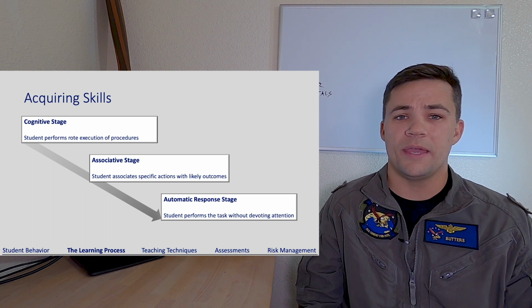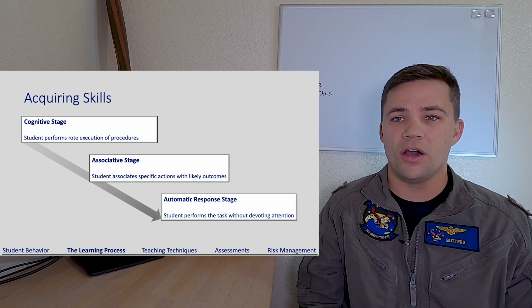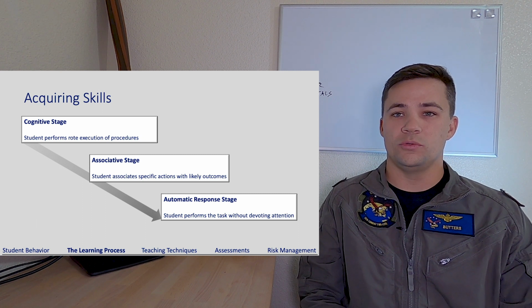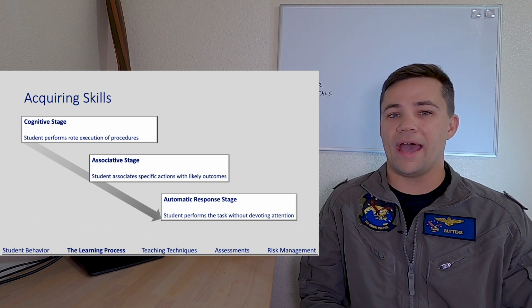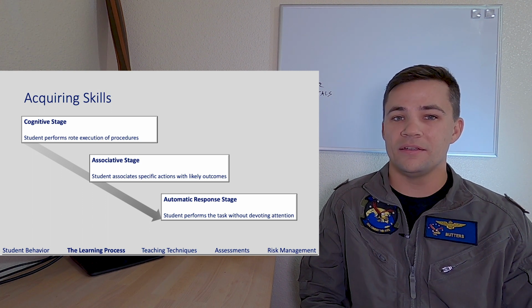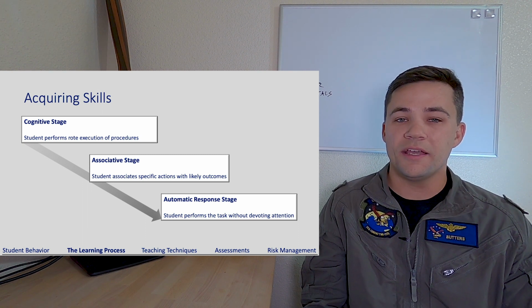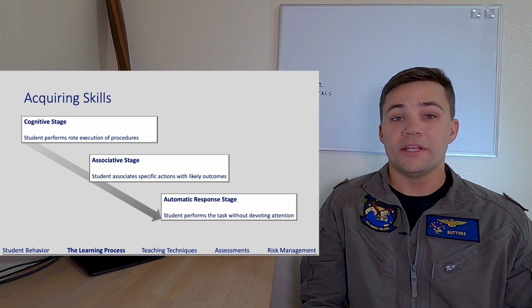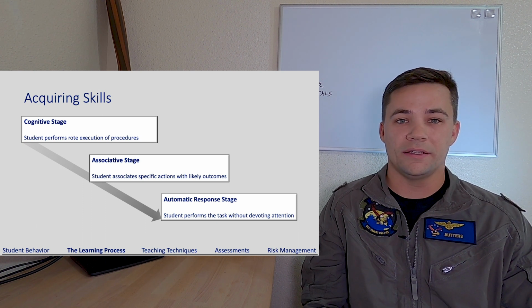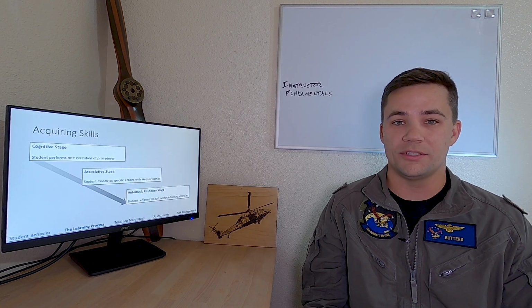You're able to make the aircraft do what you want it to do almost unconsciously, and that is that automatic response stage where you not only understand the procedures, you can associate how different types of actions will produce different types of outcomes, and then you're able to do that so fluidly. You don't necessarily think about the inputs that you're putting in. You're taking information from the scene or the scenario around you, and you're automatically putting in inputs that are appropriate for that without even putting conscious effort into it.